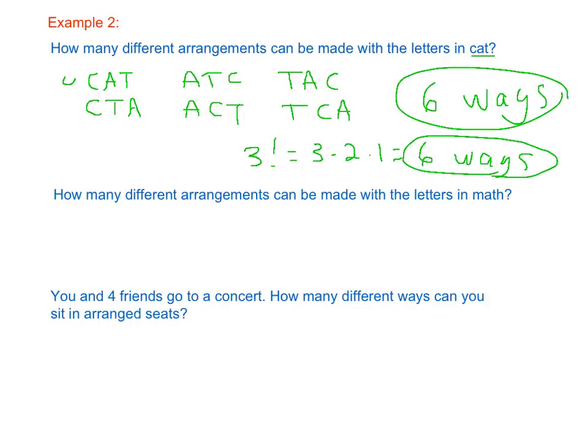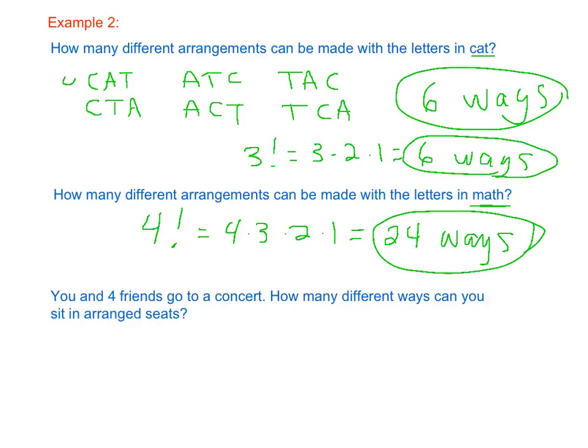If we look at the next one, the letters in the word math, there's 4 letters. And they're all different letters, so we can do 4 factorial, which means it's 4 times 3 times 2 times 1, which is going to give us 24 different ways to arrange the letters in math.